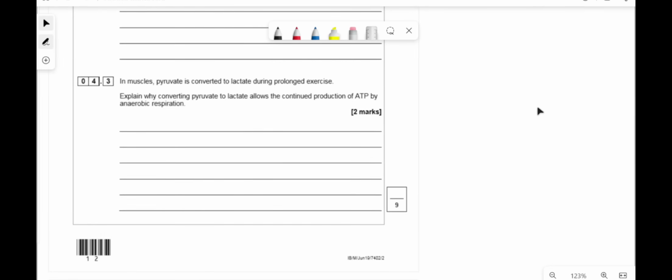Okay, so in muscles, pyruvate is converted to lactate during prolonged exercise. Explain why converting pyruvate to lactate allows the continued production of ATP by anaerobic respiration. Okay, so I'm not going to do the entirety of respiration. I'm just going to do a quick summary. So you've got glucose.